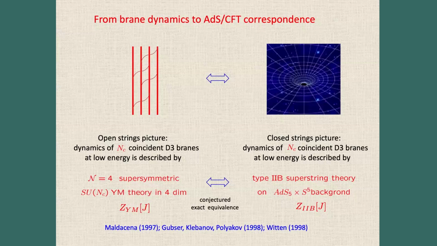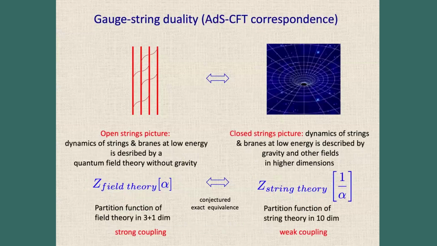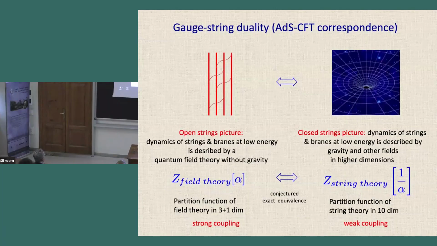In the closed string picture, the same object has a description in terms of N coincident D-branes, like black holes if you want. And it is described by type IIB superstring theory on an AdS5 × S5 background. This is conjectured to be an exact quantum equivalence, in the sense that the partition function of one theory is equal to the partition function of the other theory. But notice this is a strong-weak duality between a gauge theory with a coupling alpha and the coupling 1 over alpha on the gravity side. So if you have a strongly coupled theory here, you have a weakly coupled theory on the other side, and you compute whatever you want.